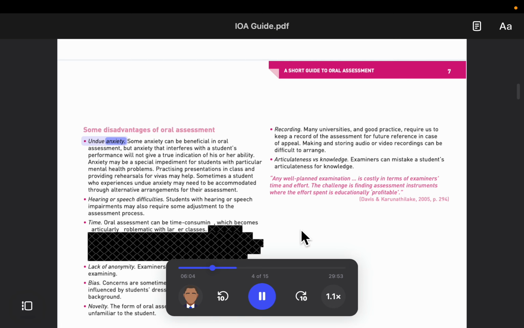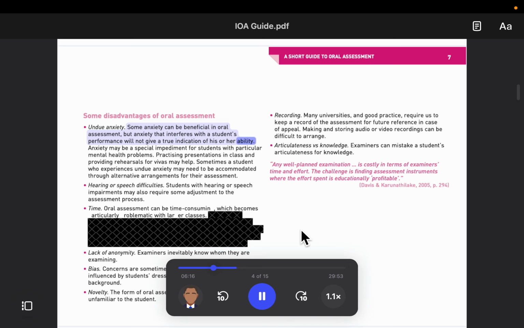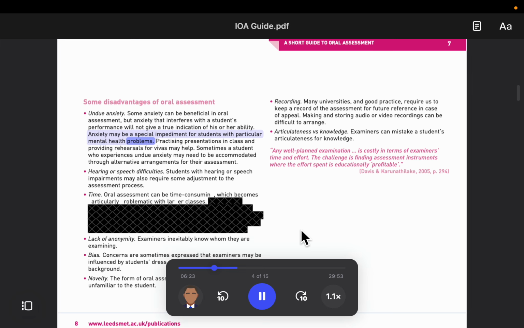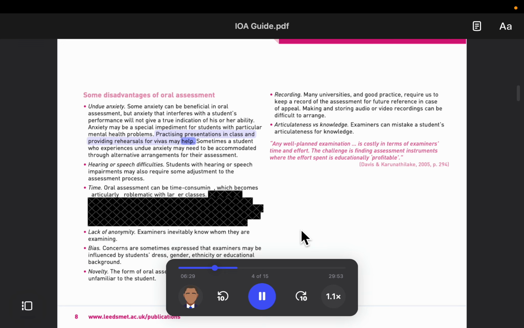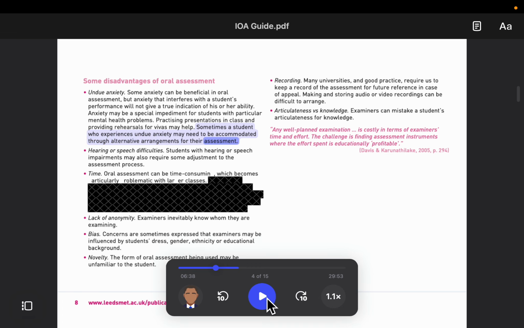Undue anxiety. Some anxiety can be beneficial in oral assessment, but anxiety that interferes with a student's performance will not give a true indication of his or her ability. Anxiety may be a special impediment for students with particular mental health problems. Practicing presentations in class and providing rehearsals for vivas may help. Sometimes a student who experiences undue anxiety may need to be accommodated through alternative arrangements for their assessment. So I want to add in here, on formative interactive oral assessments, I encourage every student, and I would say even require every student, to give an oral response.